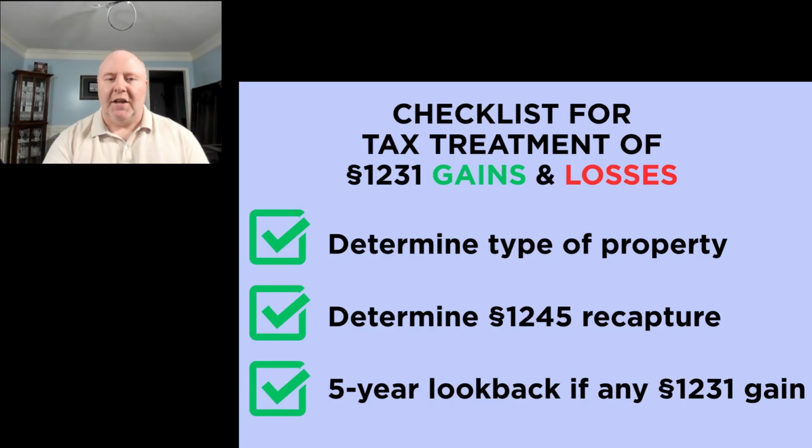So let's start by looking at a checklist for 1231 property. This checklist helps you understand the qualifications for 1231 assets. And then if we do have a 1231 asset, what we do is we have to determine whether there's going to be any 1245 recapture. So are we recapturing any depreciation that occurred when the business was using the asset? And if we have 1245 recapture, we then look to see, did any 1231 gain survive 1245 recapture? And that's where the 5-year look-back provision comes in.